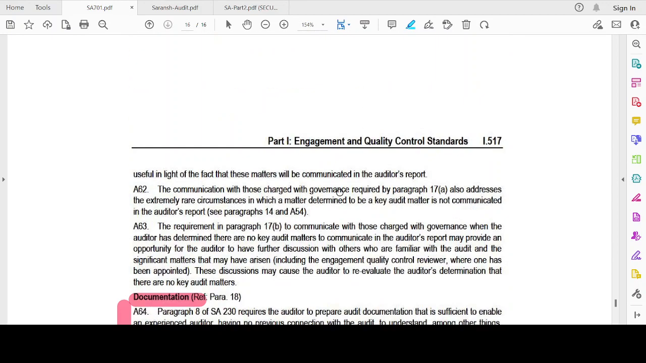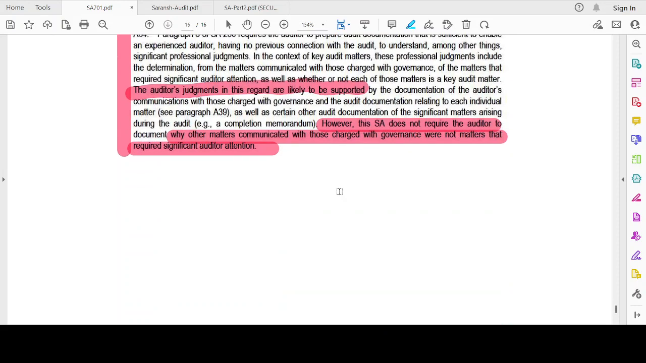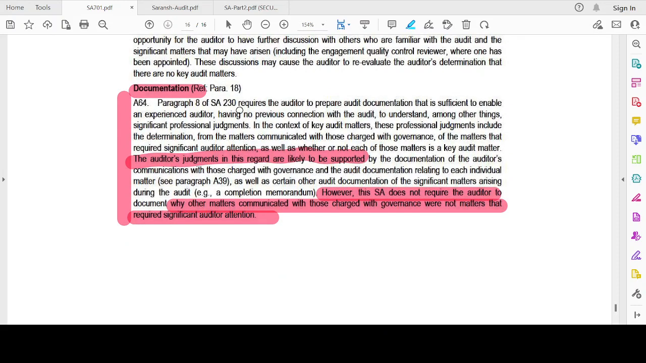Okay. Now, let's conclude with the documentation part. The standard requires an auditor to prepare documentation that is sufficient to enable an experienced auditor having no previous connection with the audit to understand, among other things, significant professional judgments. In the context of key audit matters, these professional judgments include the determination of why it is a key audit matter and how it was communicated. The auditor's judgment in this regard is likely to be supported by the documentation of the auditor's communication with those charged with governance and the audit documentation relating to the individual matter, as well as certain other documentation of significant matters arising during the audit.